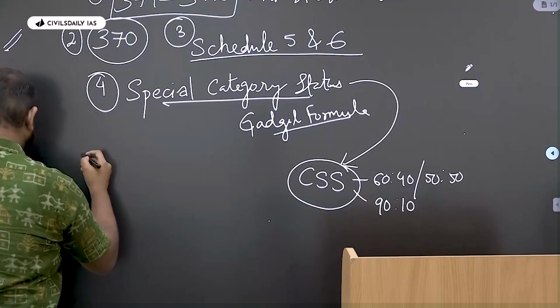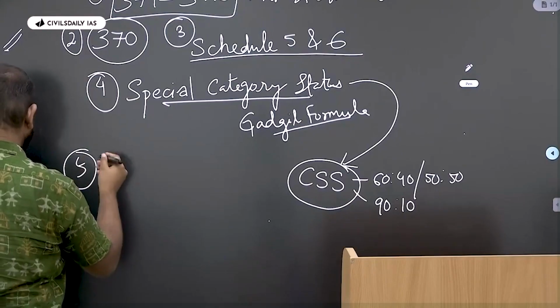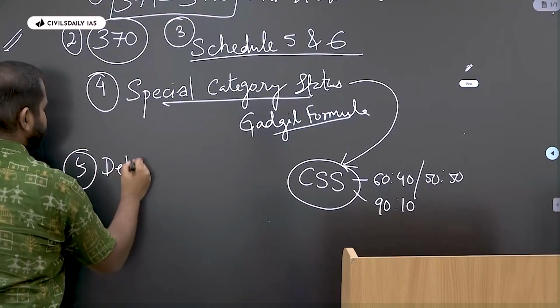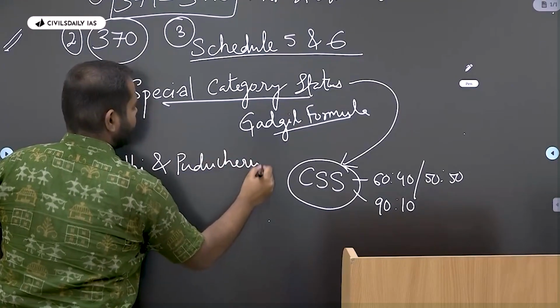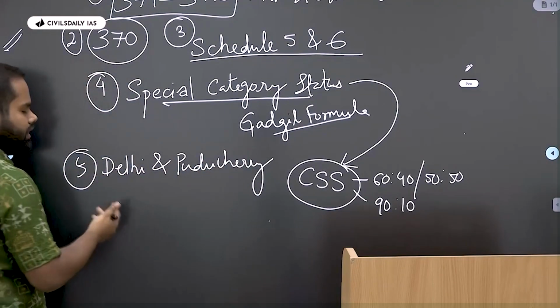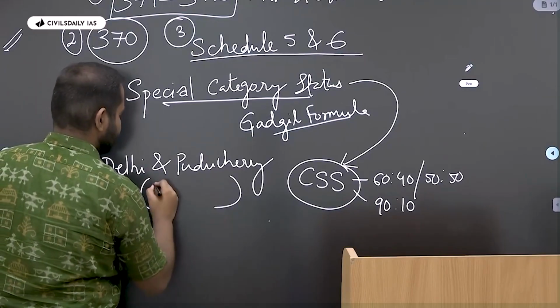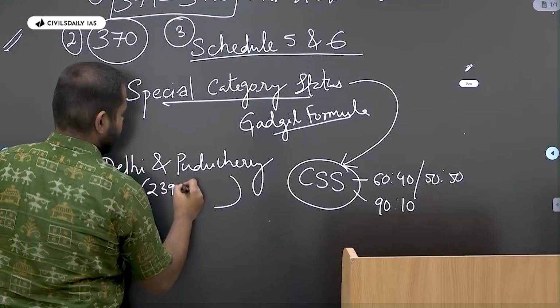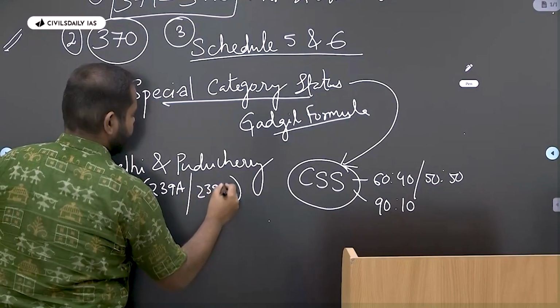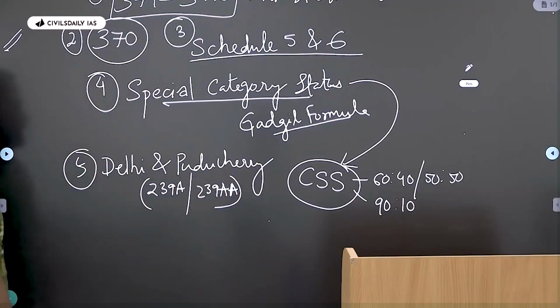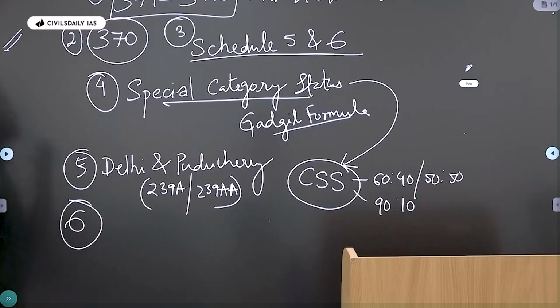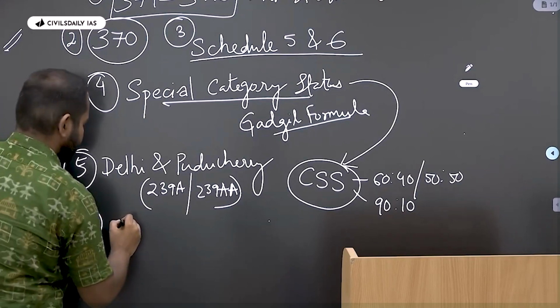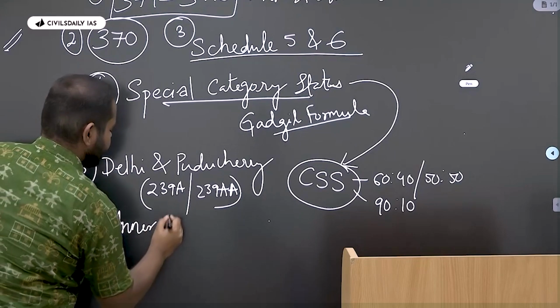The fifth one is the case of Delhi and Pondicherry. Among the union territories, there's an imbalance because only these have their own special set of legislature, 239A and 239AA. Delhi and Pondicherry have their own issues and their own imbalances in power structure as compared to other union territories as well. So that's another one. Then there's the inner line permit as well.